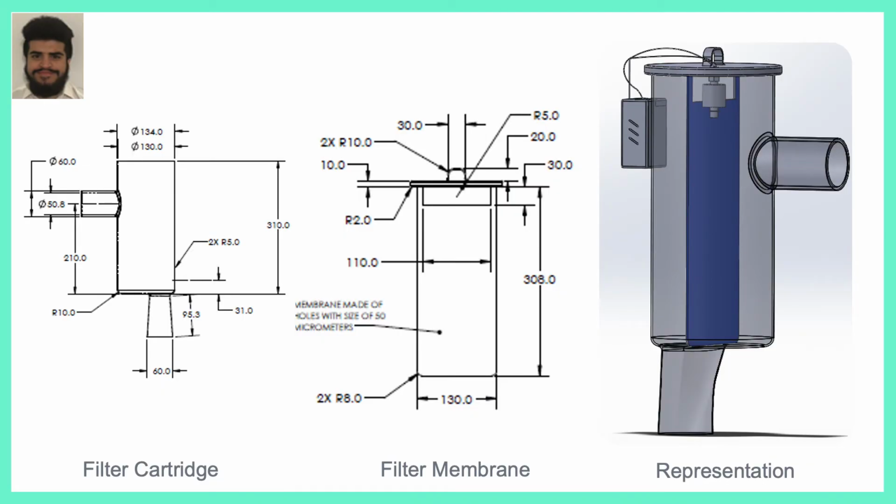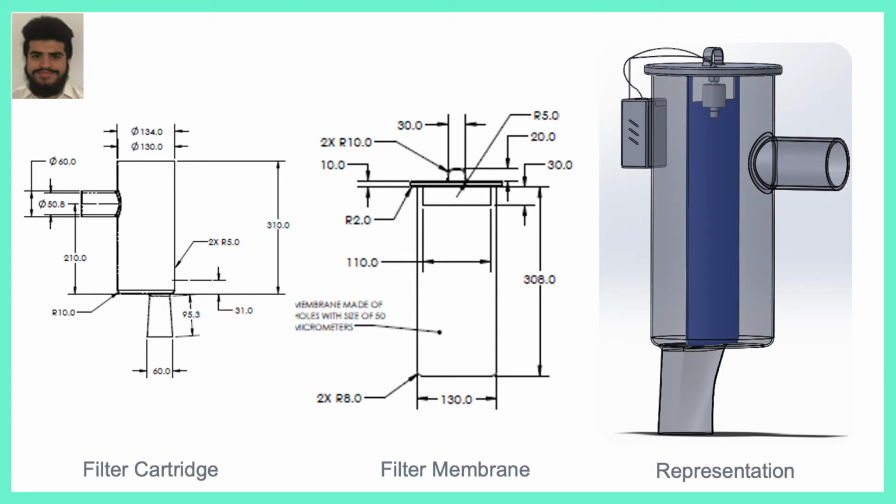Moving on to the 2D drawings, the filter cartridge will have a height of 310 millimeters, while its width will be 130 millimeters. The filter membrane will have a height of 308 millimeters, and its width will be 130 millimeters. To the right is displayed the physical representation of how our filter would actually look, with the right side having the inlet and the bottom left side having the outlet.